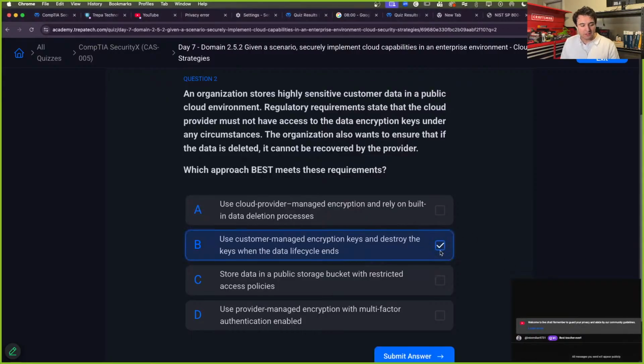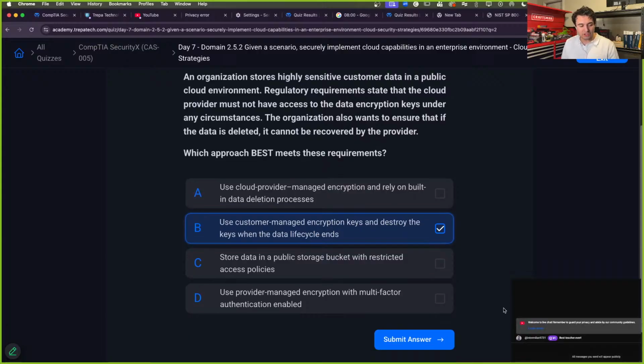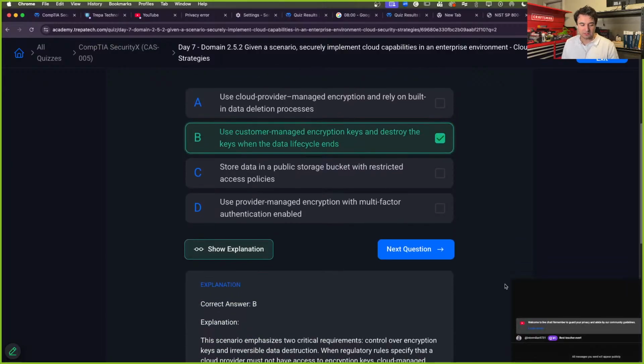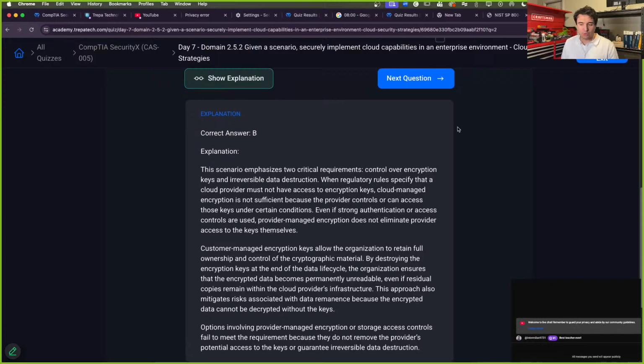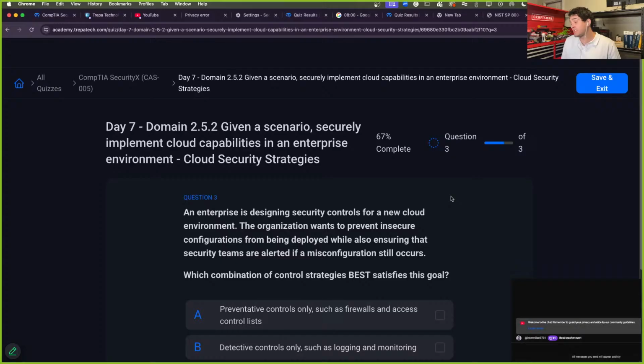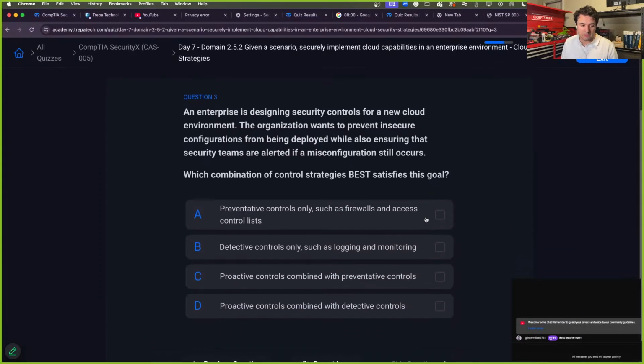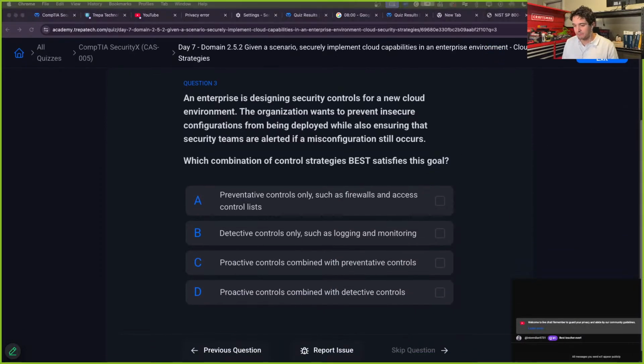Yeah, it's B. Use customer managed encryption keys and destroy the keys when the data lifecycle ends. Yeah, I'm guessing we'll just assume this is talking about private encryption keys. Maybe it's symmetric, so maybe it's just one key. So okay, it's making a little bit more sense now as I talked it out. But okay, moving on.